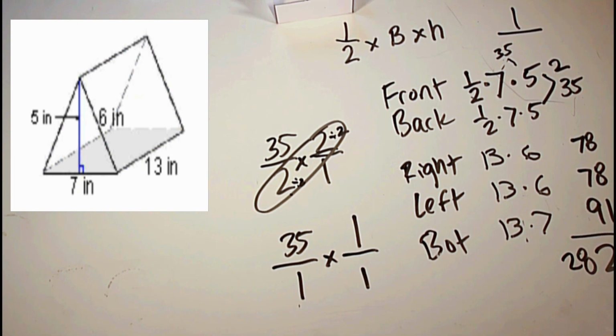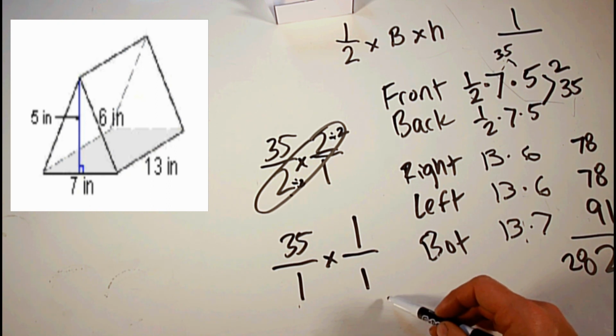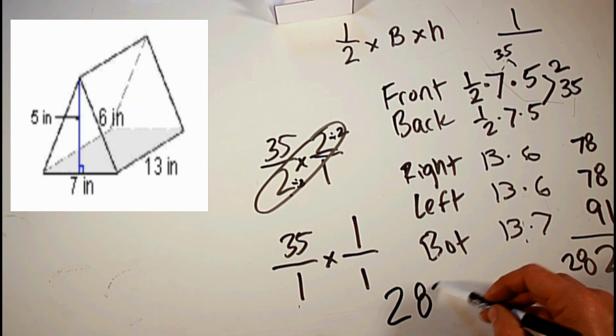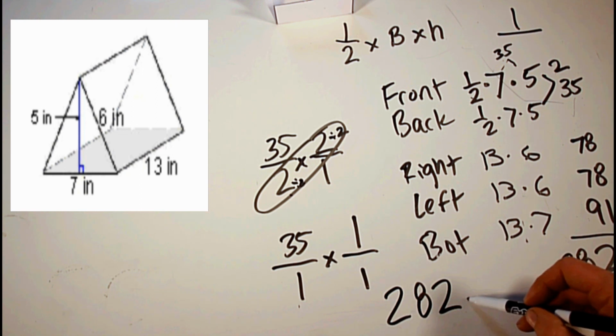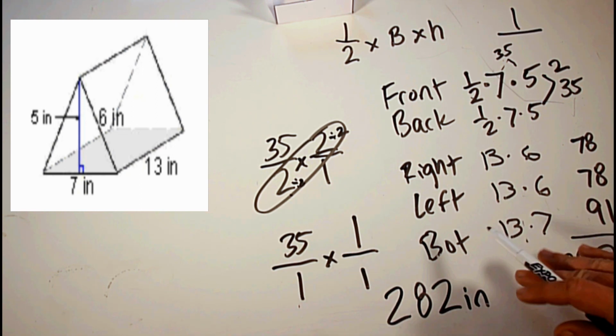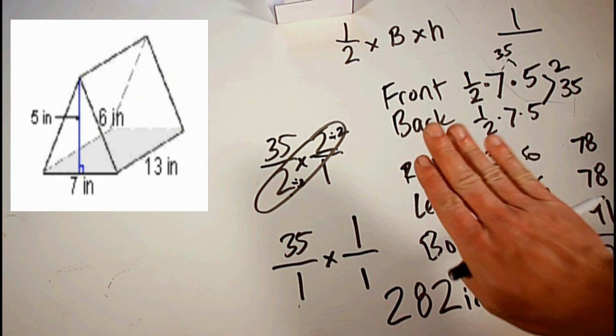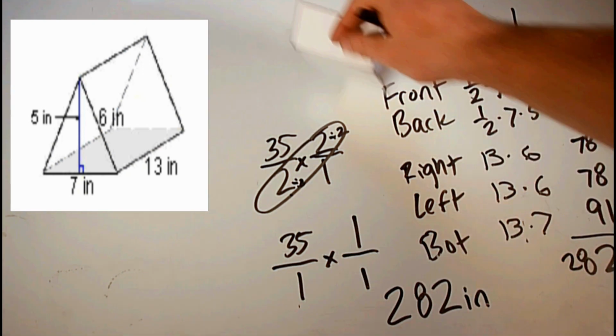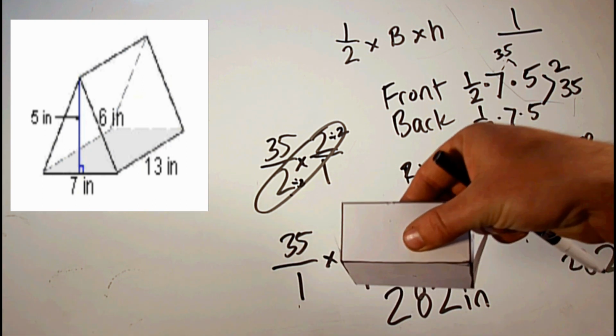All right, so I have what appears to be my answer. My answer is 282, and the unit is inches. Because we're doing surface area, area is two-dimensional. The shapes are flat because we're only focused on each face, and that's a flat shape.